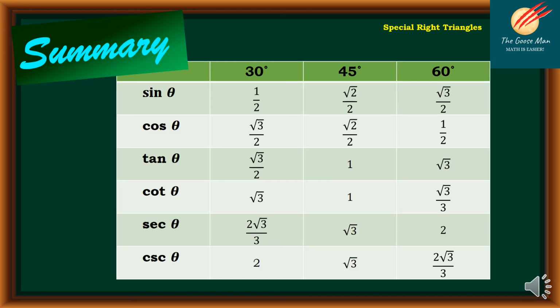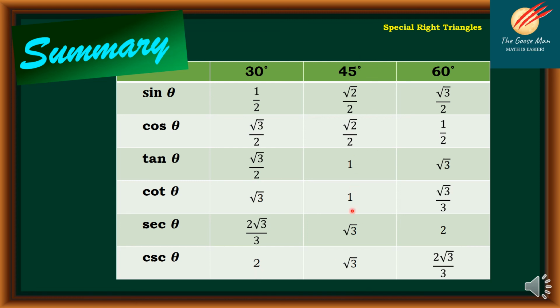So to summarize our discussion on the special right angles, we have 30 degrees, 45 degrees, and 60 degrees. And these are the 6 trigonometric functions. Observe, for the 6 trigonometric functions of 30 degrees, we have sine 1 half, cosine square root of 3 all over 2. For the tangent, we have square root of 3 all over 3. For the cotangent, we have square root of 3, and we have 2 square root of 3 all over 3 for the secant, and cosecant is equal to 2.